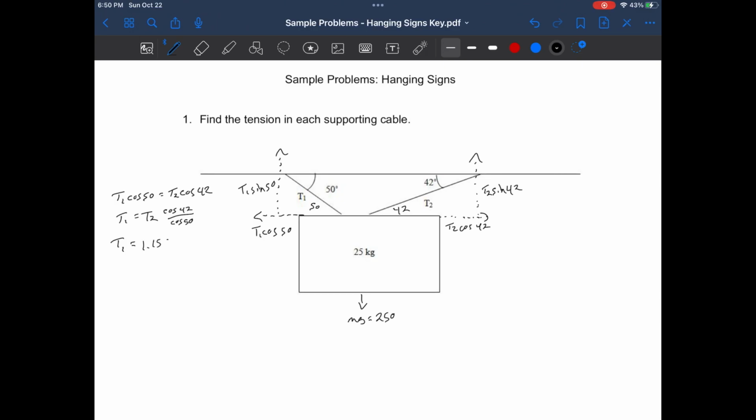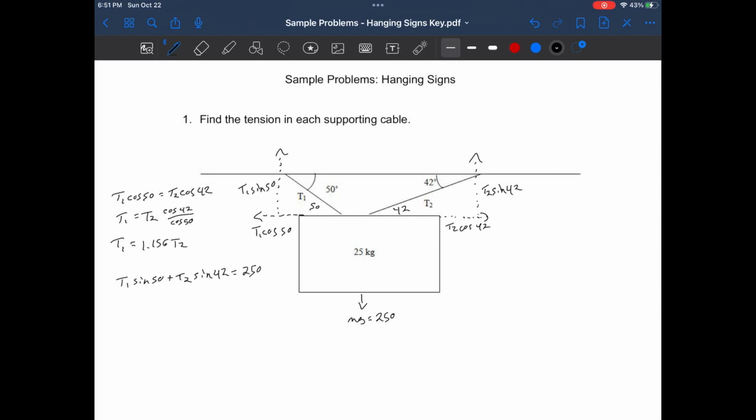Here I chose to use 3 decimal places. We accept 2, but because I know a lot of the math classes ask for 3, I'm just going to use 3 decimal places on this worksheet. I got T1 is equal to 1.156 T2. And that's simply for solving for cosine of 42 and solving for cosine of 50 and dividing that to the other side.